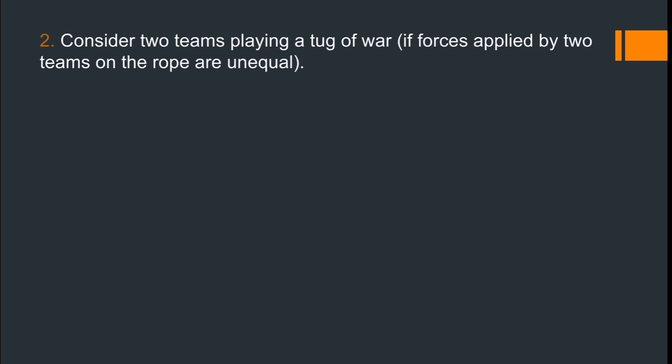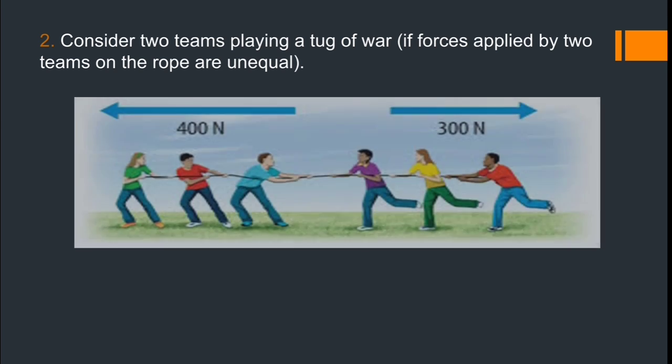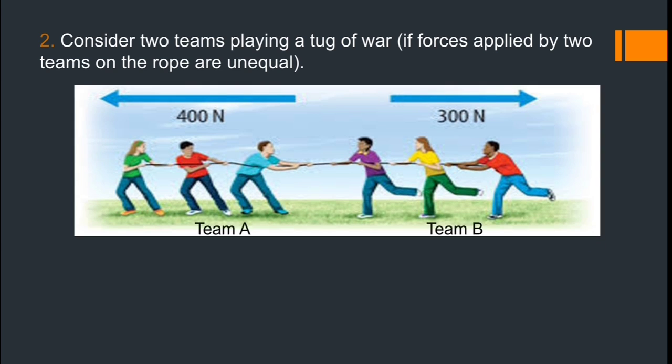Now let us see the next example. Our next example is to consider two teams playing a tug of war. If the forces applied by the two teams on the rope are unequal, as you can see from this figure, there are two teams, team A and team B. From this figure it is clear that team A is applying a force of 400 Newton in the left direction and team B is applying a force of 300 Newton in the right direction.